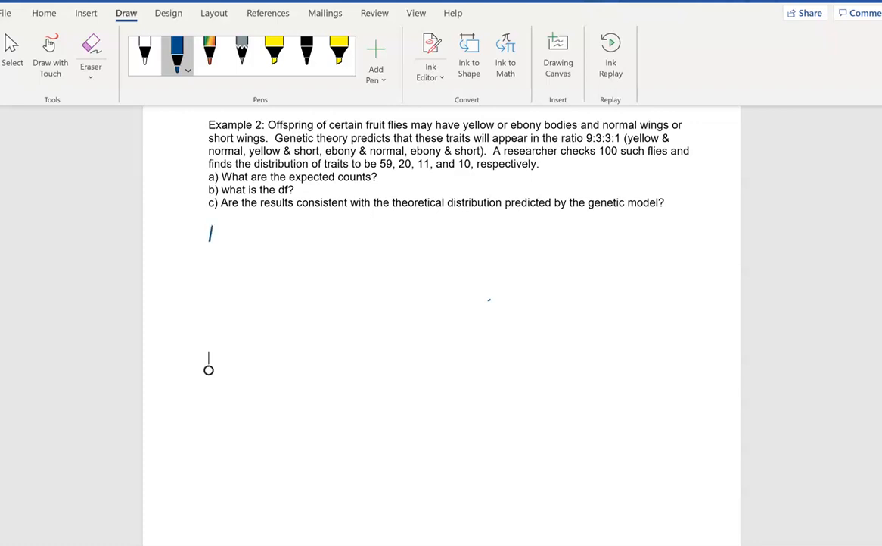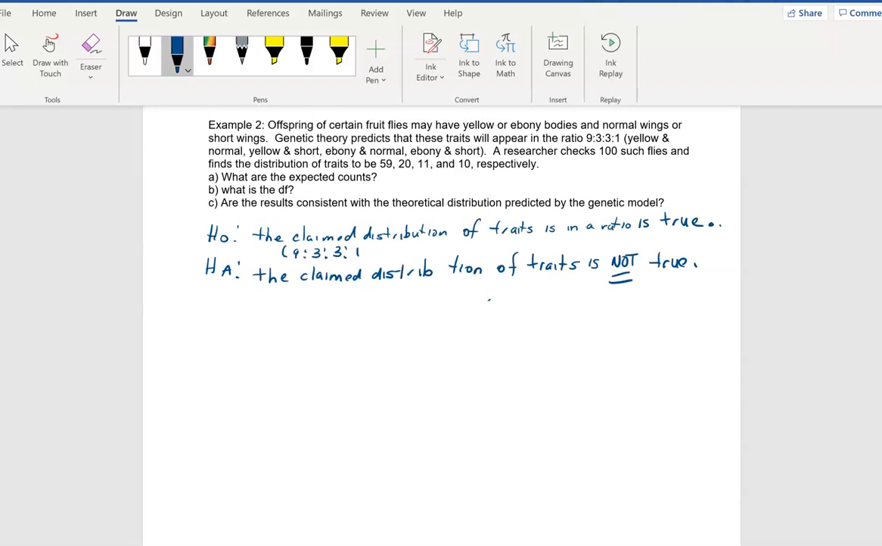So I start off by defining my null and my alternative hypothesis. The null: the claimed distribution of traits is true. In other words, it's in a 9:3:3:1 ratio. The alternative hypothesis is the claimed distribution of traits is not true.